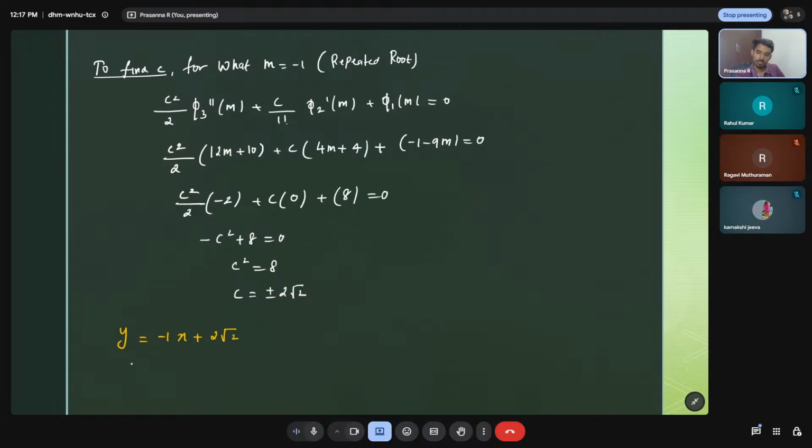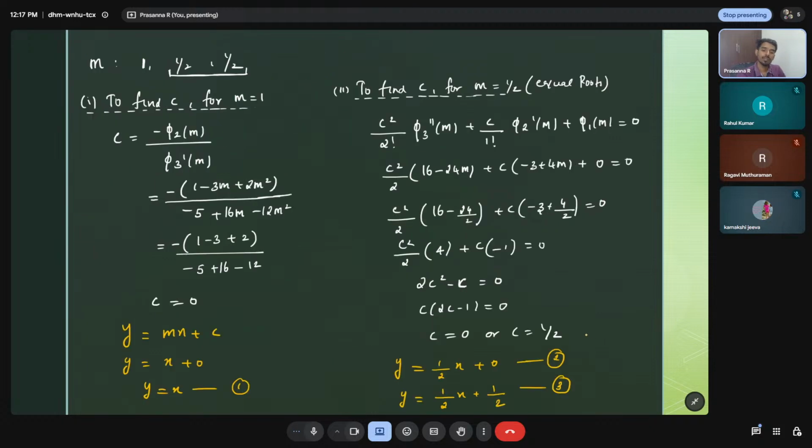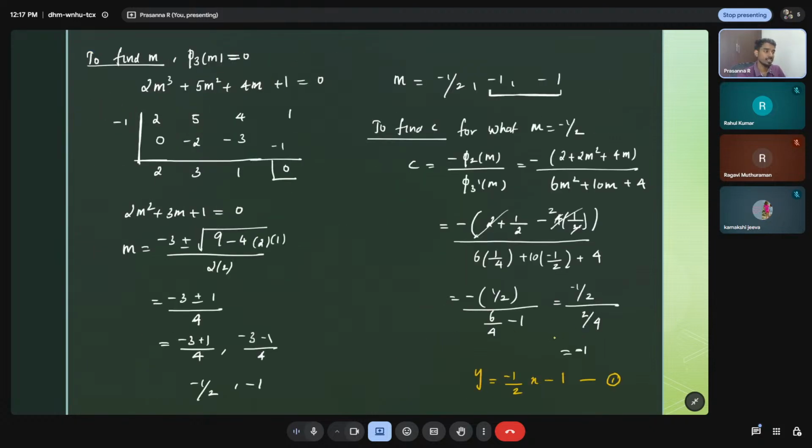C can be plus 2 root 2 or mx plus c. So this is the second asymptote, this is the third asymptote, and this is the first asymptote. So again, this equation has three asymptotes, and the three asymptotes are given by these three equations. Is it clear? Can I move on to the next topic?